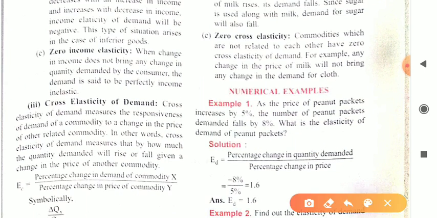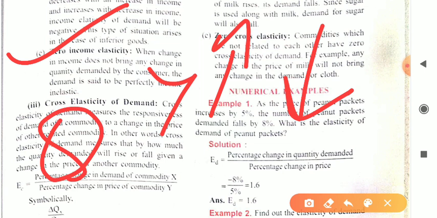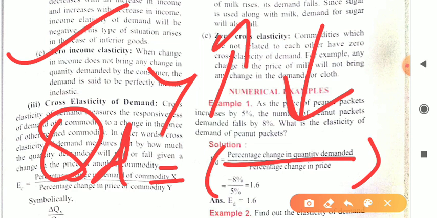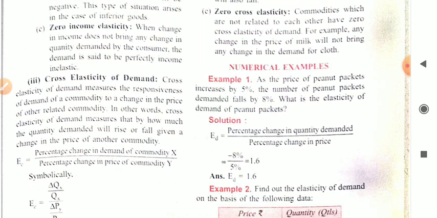Now, zero income elasticity means when a change in income does not bring any change in the quantity demanded by the consumer, then it is known as zero income elasticity. It means when your income increases or your income decreases, but the quantity demanded remains constant. So this is represented by zero income elasticity. There is no change in quantity demanded of a commodity due to change in income. This is known as zero income elasticity.